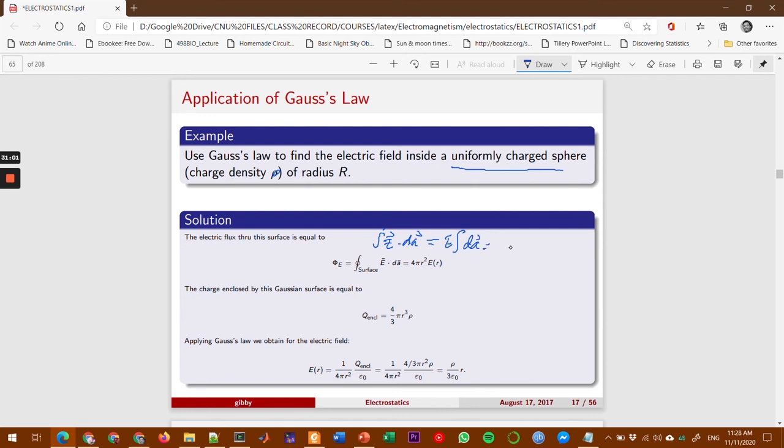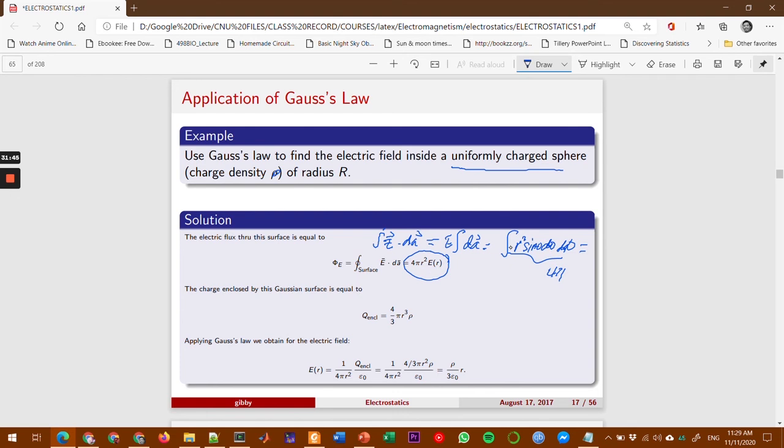And your dA, since it is a sphere, has the formula r squared sine theta d theta d phi. If you integrate that, actually this is 4 pi, so you have 4 pi r squared E of r. Your electric field is constant, only dependent on the radius, but not on theta and phi, so it comes out of the integral.